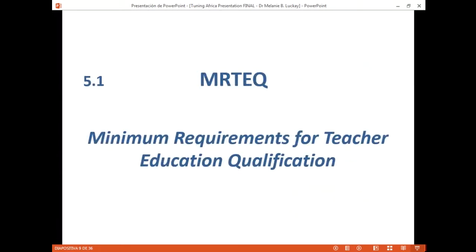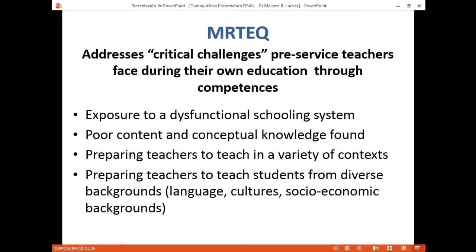So the first I'm going to talk about is the national curriculum. We call it MRTEQ, the minimum requirements for teacher education qualification. And MRTEQ challenges us as teacher educators to think about the critical challenges that we face in education with regard to our students. So the dysfunctional schooling system that I spoke about earlier. Very importantly, there have been many arguments in the South African literature that before 1994, we had different education systems and different teacher education programs to train teachers. So there were multiple curricula.